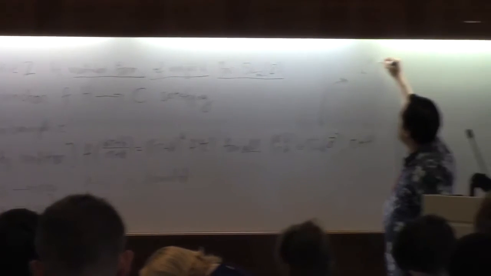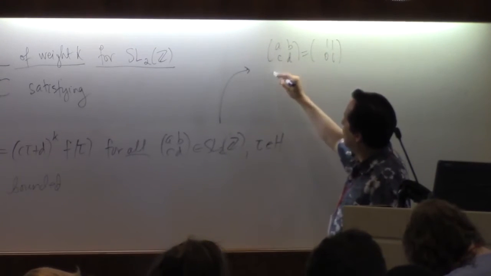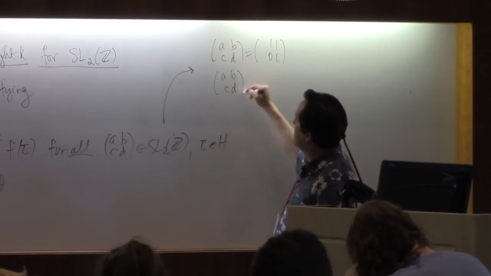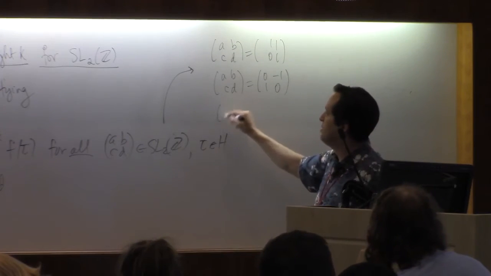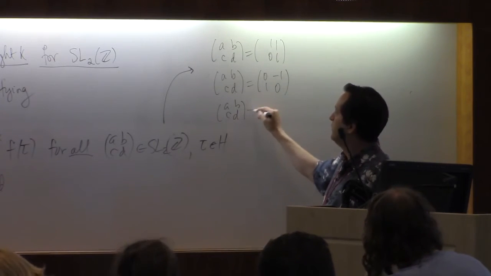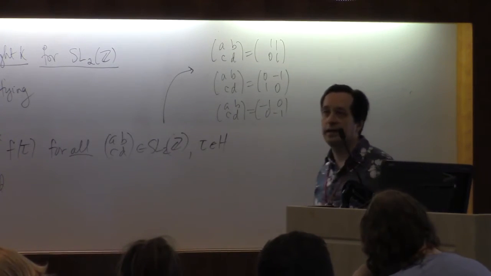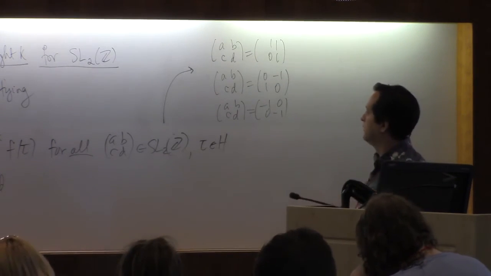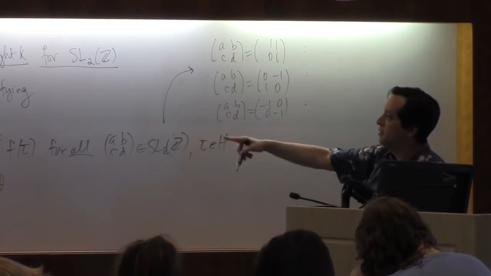So what does this mean when the matrix is 1, 1, 0, 1? Or when the matrix is 0, minus 1, 1, 0? Or when the matrix is minus 1, 0, 0, minus 1? These are all matrices in SL2Z. So what does the modularity condition mean for those matrices?